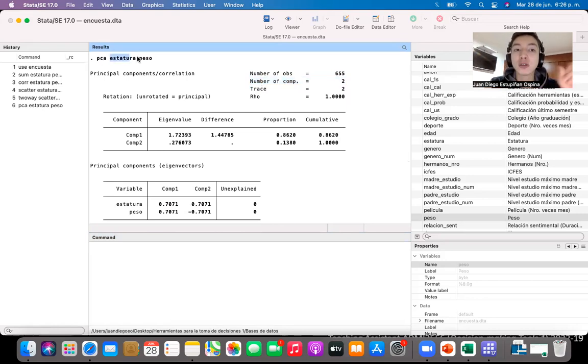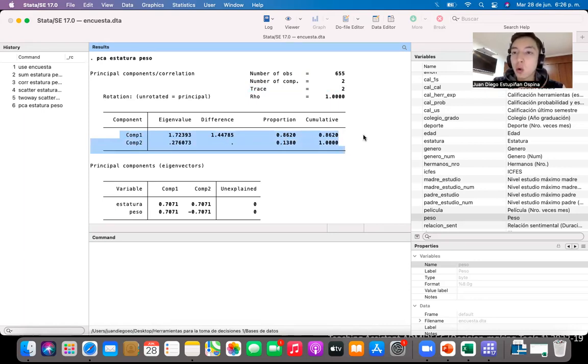So here I use estatura and peso, so Stata is creating two components. Trace refers to the variability of the data. So in this case, the total variability is 2. And here we will find the information about the 2 components.